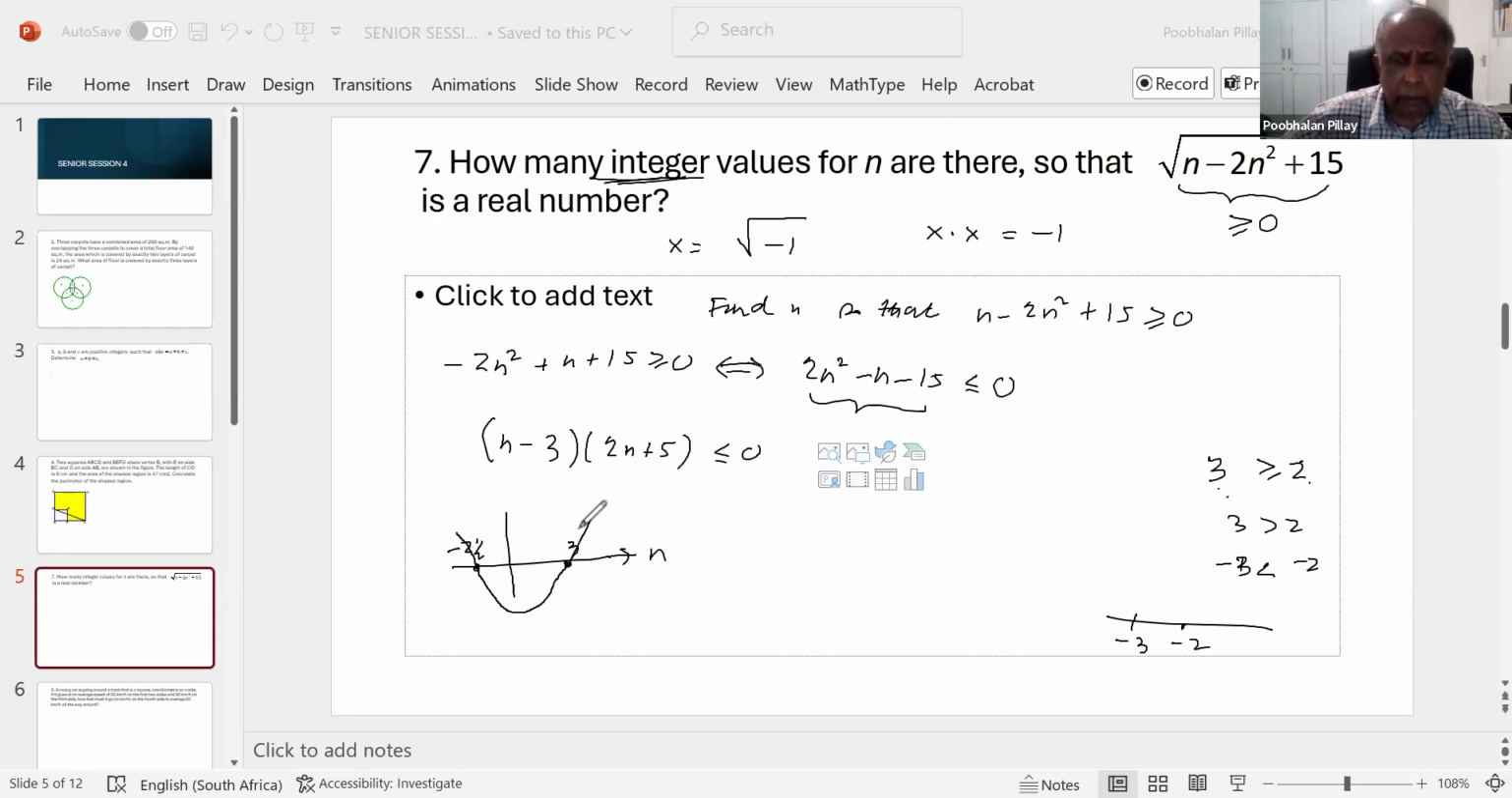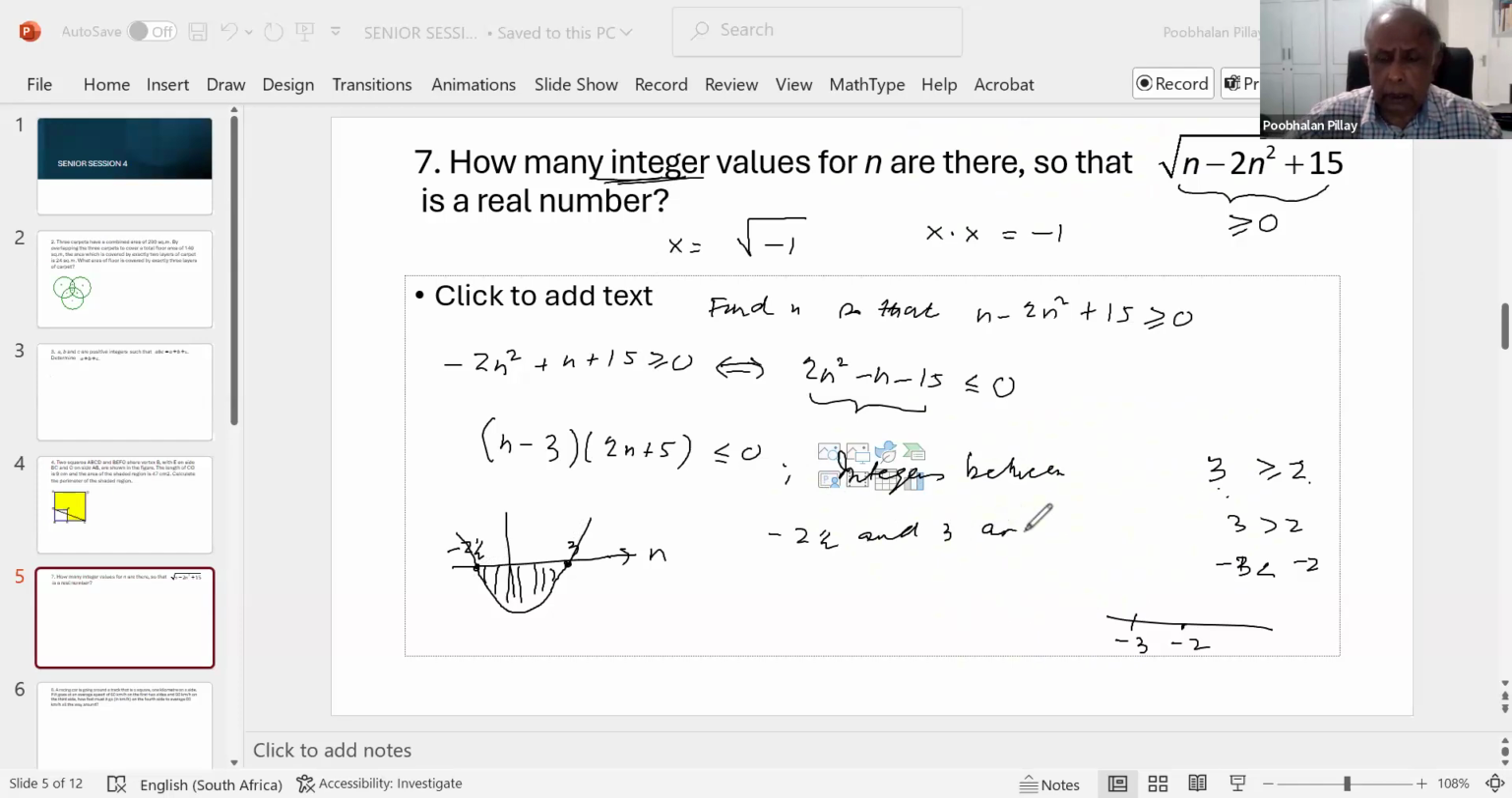Inequalities, I always do by graphs. It's so easy. You want to know for which values of n this is negative. You can see it's negative for all these values of n. Outside that, it's positive. So what are these n's here? You're looking for integer values. So what are the integers between minus 2.5 and 3?